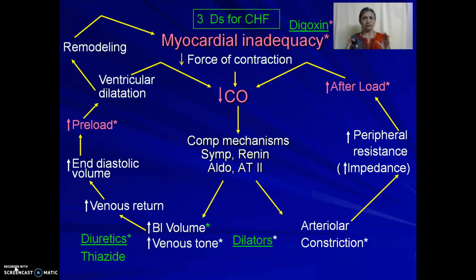So in chronic management of CHF, we have digoxin to improve the force of contraction without increasing oxygen consumption, without causing tachycardia. Selective positive inotropic agent. We have diuretics, the moderate acting diuretics, thiazide diuretics, which can cause reduction in blood volume and thereby reduce the venous return, that is, control the preload.